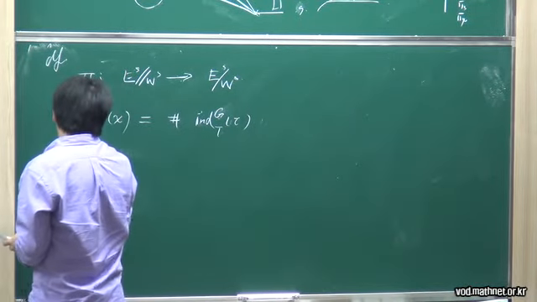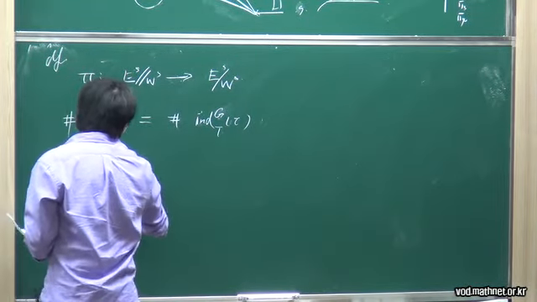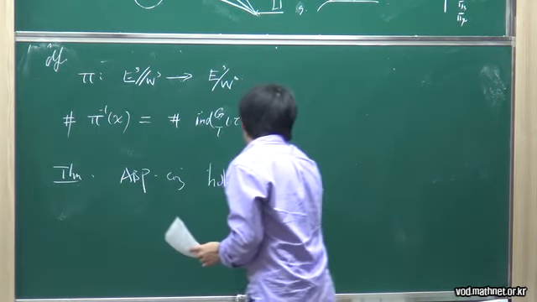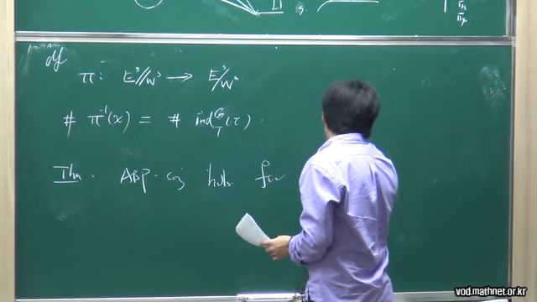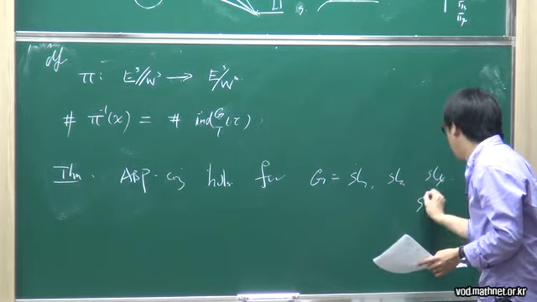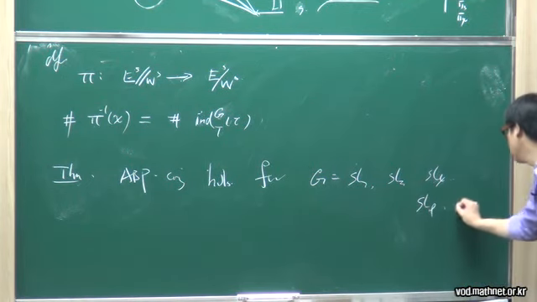So we have the theorem: the ABP conjecture holds for G equal to SL2, SL3, SL4, and SL_l, where l here is a prime number.